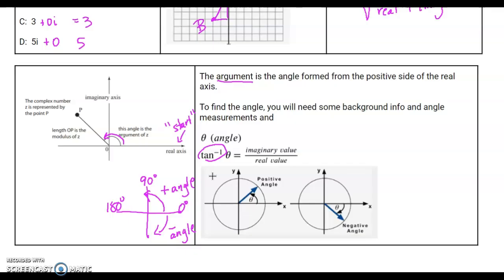I'm going to show you how to use your computer to find this. So on a computer, it's easier. We'll open up a window and we're going to use arctangent. Arctangent and tangent with the -1, these mean the same thing.